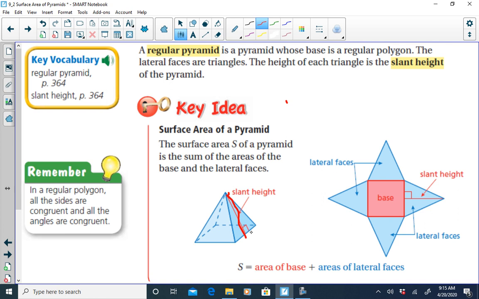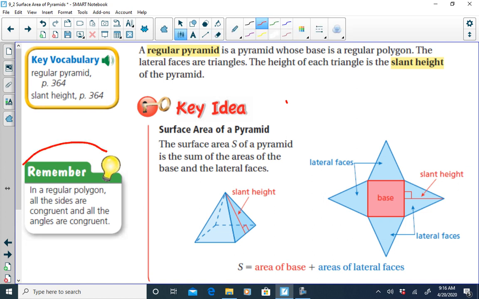So, let's take a look. Let's close that a bit. Here we have a net of the rectangular pyramid. Here's our rectangular base. The lateral faces are triangles. And here's our slant height if we're looking at this figure opened up. The surface area is equal to the area of the base plus the area of the lateral faces.